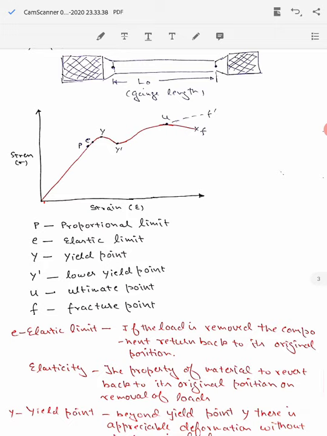Now let's talk about the point P, which occurs before the point E, which is the elastic limit. Point P is called the proportional limit. Up to the point P, the stress strain curve is a perfect straight line. After point P and up to point E, the curve is no more a straight line. Usually for most ductile materials, the difference between point P and point E is not much. In fact, for all practical purposes, they are taken as one. So point P is the point up to which the stress is proportional to strain, and we get a perfect straight line in the stress strain diagram.